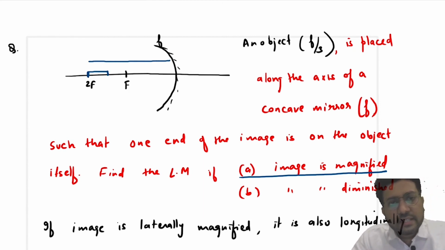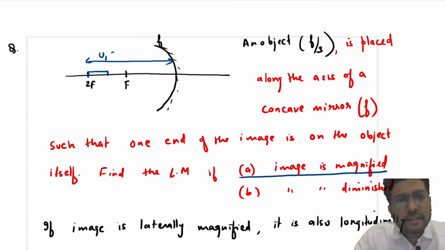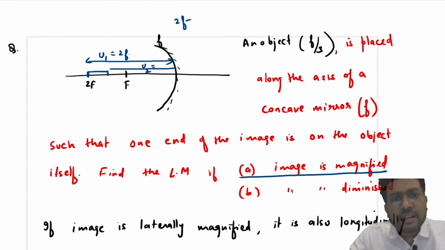So I will say this distance is u1 and that is equal to 2f, and this distance is u2 and that is equal to, see, if this length is 2f and this length is f/3, then this length will be how much? 2f - f/3. So 2f - f/3 will be equal to how much? (6f - f)/3, that is 5f/3. So this length will be 5f/3.